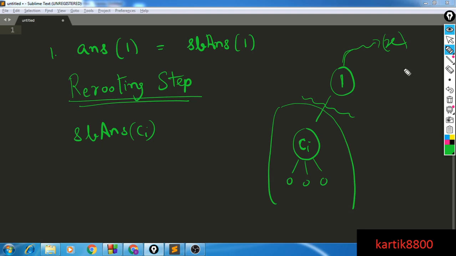again I'm going to define the partial answer. Let me just define the partial answer of node number 1 with respect to the child node Ci. So the partial answer of node number 1 with respect to Ci is the sum of the distances of all the nodes from node number 1, other than the nodes that belong to the subtree rooted at node number Ci. So if I knew this quantity, I could simply use this to evaluate my overall answer for Ci. But let's see how I can evaluate this thing first.